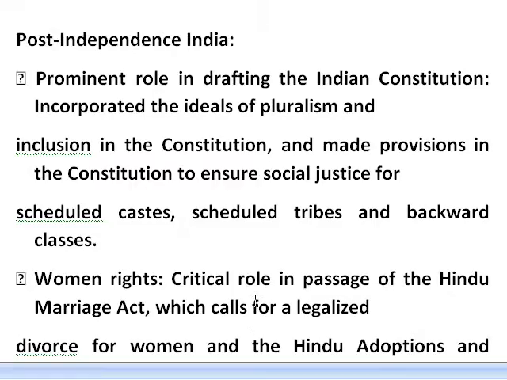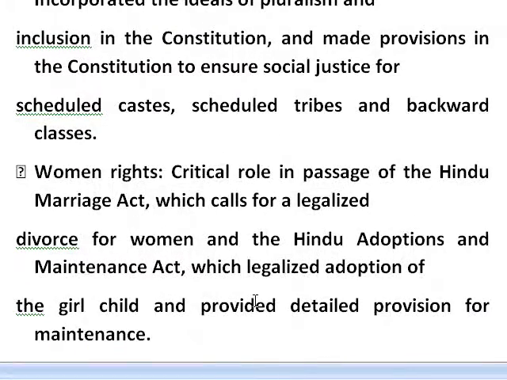In post-independence India, he played a prominent role in drafting the Indian Constitution, incorporated the ideals of pluralism and inclusion in the Constitution, and made provisions in the Constitution to ensure social justice for scheduled castes, scheduled tribes, and backward classes. For women's rights, he played a critical role in the passage of the Hindu Marriage Act, which calls for legalized divorce for women, and the Hindu Adoptions and Maintenance Act, which legalized adoption and provided detailed provisions for maintenance.